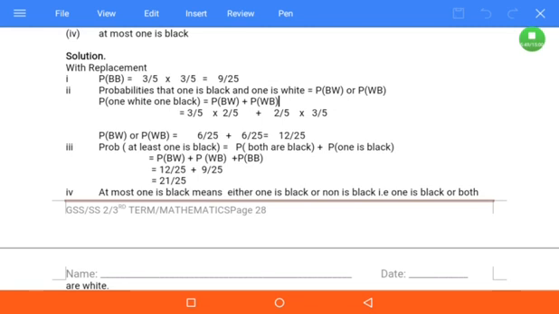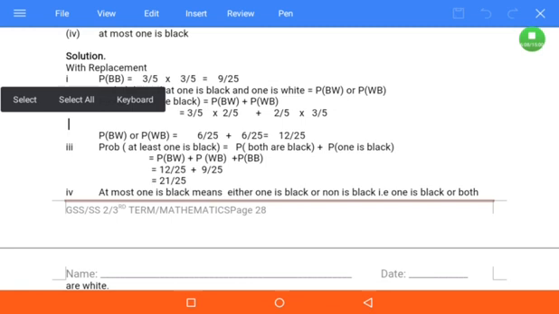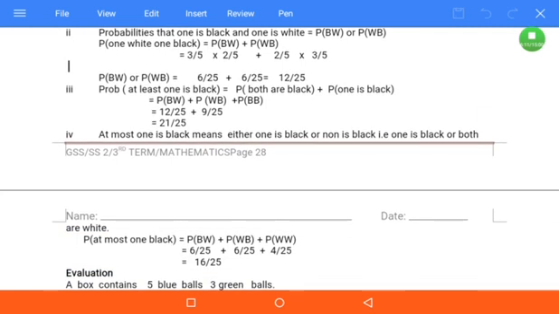Now you consider P of black and white, or means plus. So now add it plus. Now for white and black, that's 2/5 times 3/5. Can you see that? So probability of black and white plus white and black gives us 3 times 2, 6/25 plus 6/25, and that gives us what? 12/25. I believe that's clear.